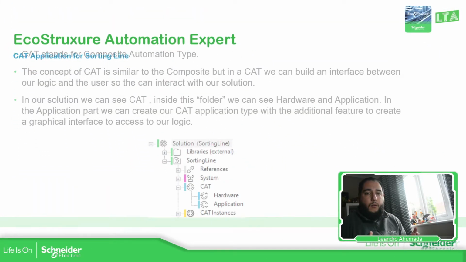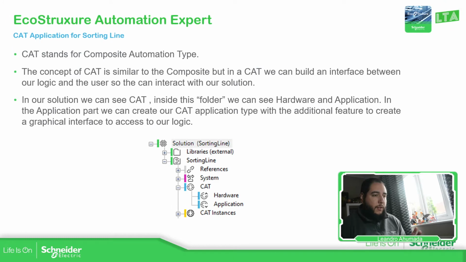So what is a CAT? Well, CAT basically stands for Composite Automation Type. And you can see in there the word composite. So what I like to think of this CAT is like a composite, but we can add some elements that allow us to program a graphical interface. So it's like a higher level than the composite.